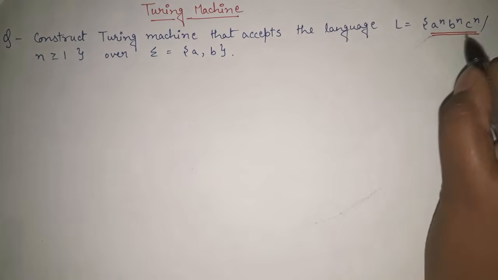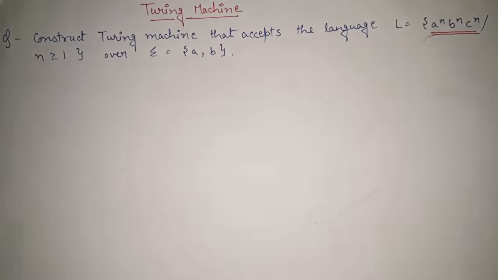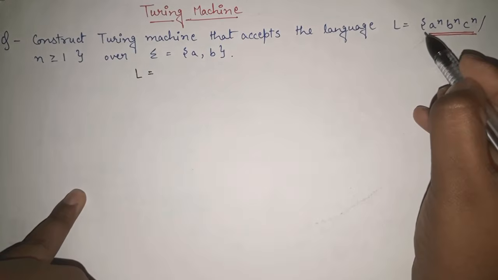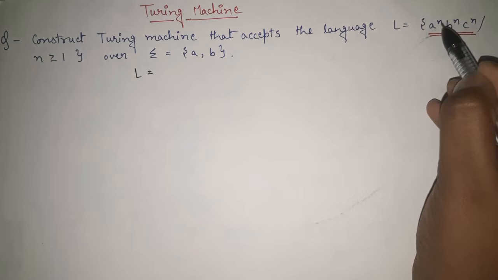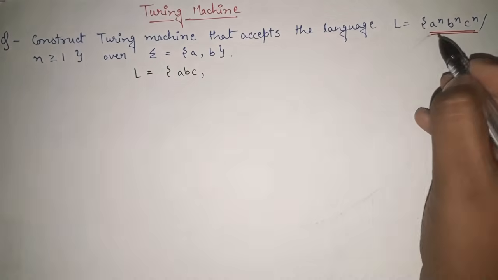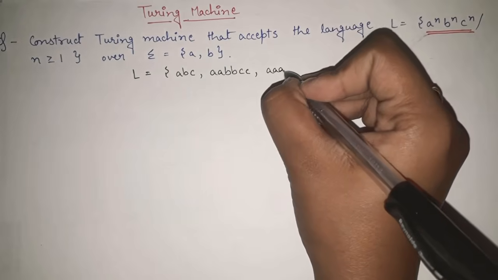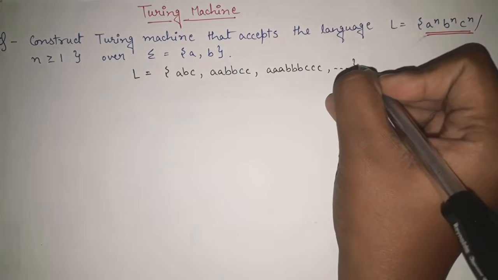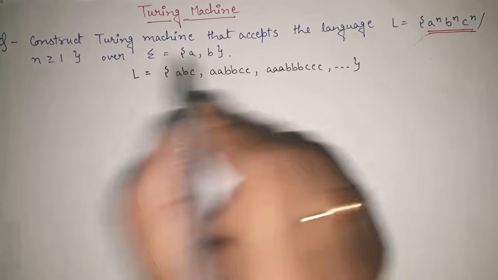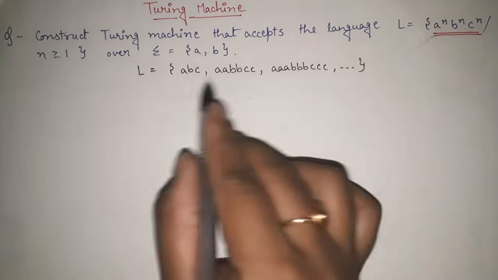The language given is a raised to n, b raised to n, c raised to n, and the value of n can be greater than or equal to 1. So what can I write about my set of strings? If I take n equal to 1, I get a raised to 1, b raised to 1, c raised to 1, which gives me abc. If I take n equal to 2, a squared, b squared, c squared, that means aabbcc. If I take n equal to 3, I get aaabbbccc. The moral of the story is that in this language, I should always get an equal number of A's, B's and C's. This is the main thing we can conclude here: the number of A's, B's and C's will always be equal in this language.